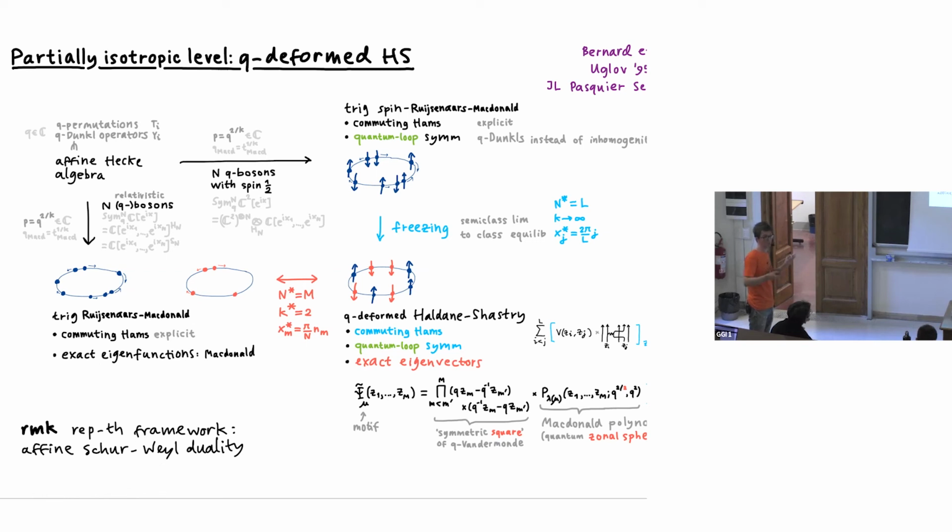We understand this very nicely. We have exact eigenfunctions here via partial symmetrizations of non-symmetric Macdonald polynomials. But so this map is really the Schur-Weyl functor, if you wish, the quantum affine version of the Schur functor.